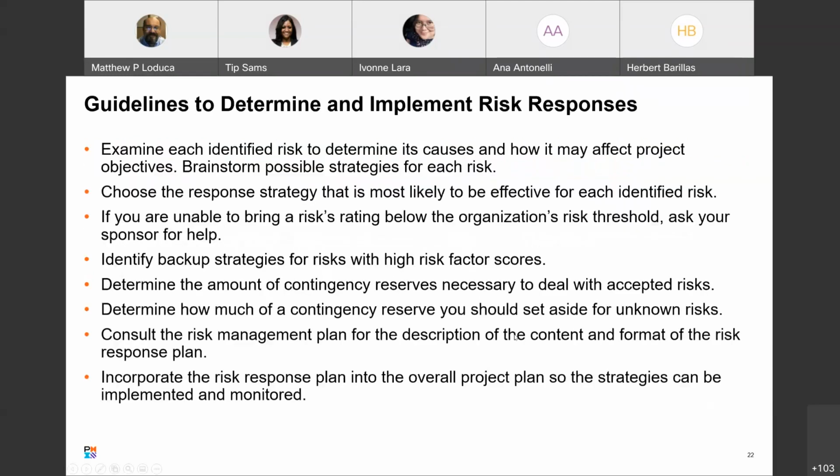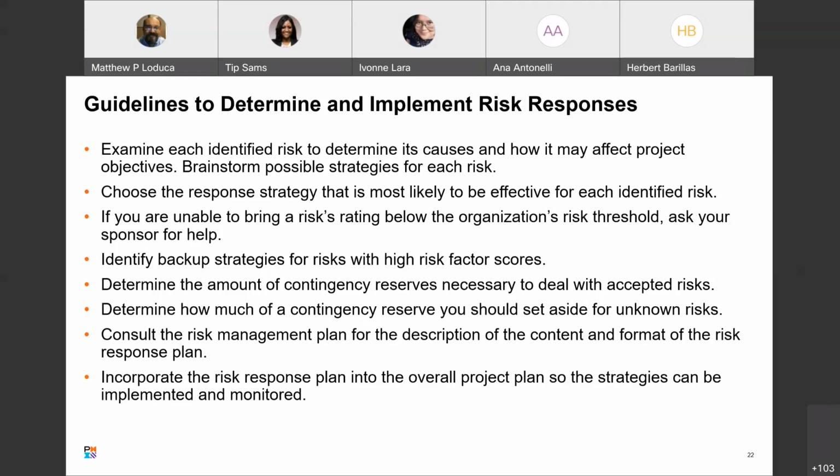All right. Guidelines to determine, I can't read that thing. Determine and implement risk responses. Examine each identified risk to determine its cause and how it may affect project objectives. Brainstorm possible strategies for each risk. Now, again, the more complex the project, the more expensive the project, the more time-consuming the project, the more you're going to be doing this. Brainstorming possible strategies for each and every risk on a small project is not cost effective and it's not time effective, and probably you won't be doing it.